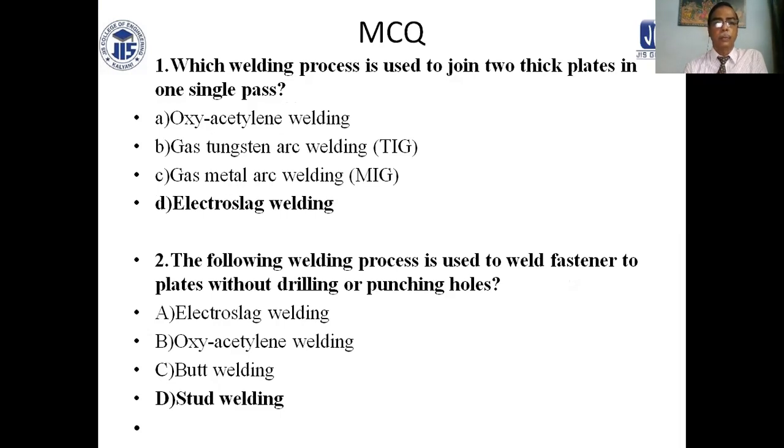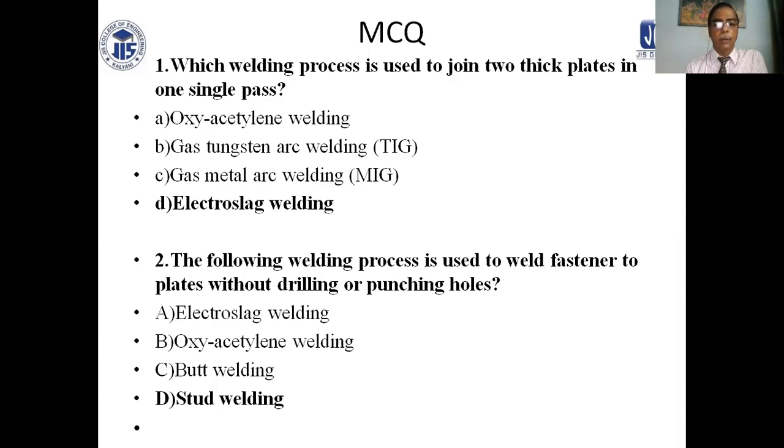Another question: which welding process is used to join two thick plates in a single pass? A, oxyacetylene welding; B, gas tungsten arc welding; C, gas metal arc welding; D, electroslag welding. In this case, single pass for thick plate is electroslag welding. Thick plates can be welded in a single pass by electroslag welding.